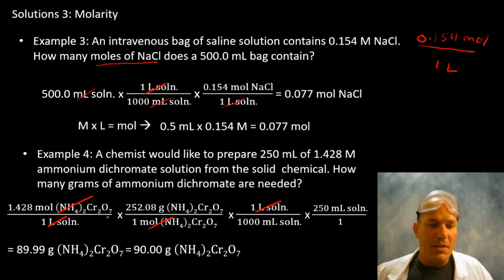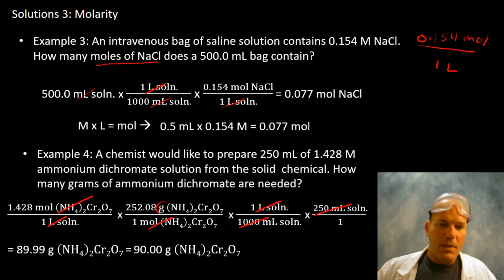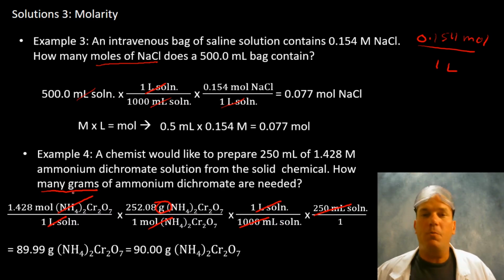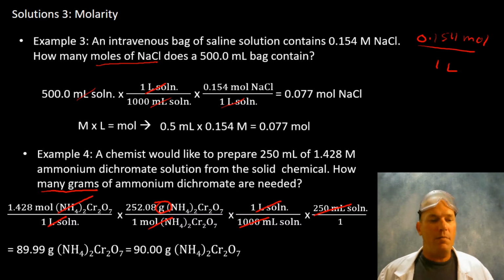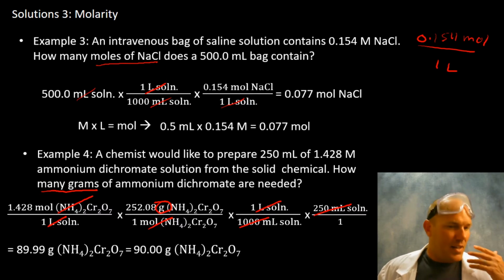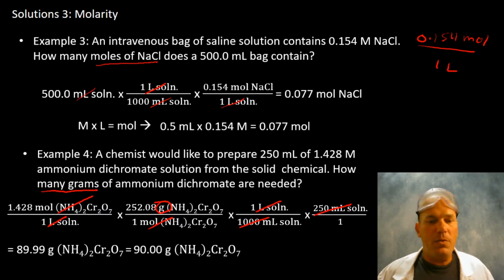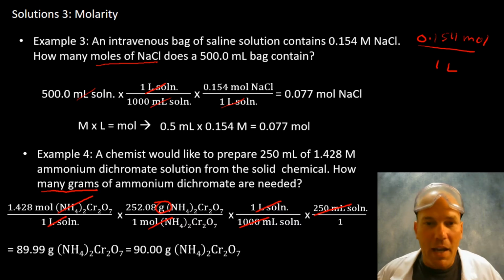There's 1,000 milliliters, okay? And you don't want 1,000 mils, all right? You want a quarter of that. So you want 250 mils, all right? So that's going to leave you with grams, and you are being asked how many grams. So the only thing we haven't canceled out here would be grams. So we're going to multiply everything on top, divide that quantity by everything on the bottom, and you're going to get 89.99 grams of ammonium dichromate. And that's going to round with 4 sig figs to exactly 90.00 grams of ammonium dichromate.